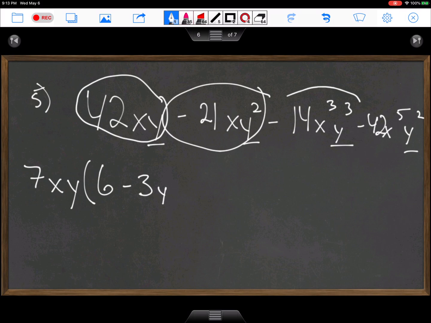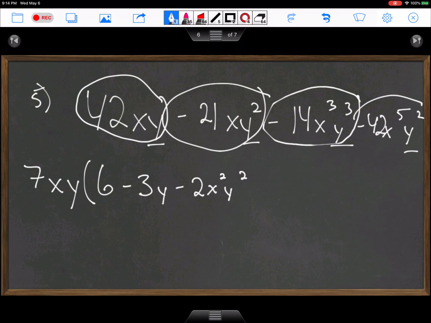Looking at my third term, 14 divided by 7, that's going to be a negative 2. X cubed divided by my x is going to give me x squared. And y cubed divided by my y is going to give me y squared. Guys, number 5 would be a good one to look at twice. There's a lot going on here.